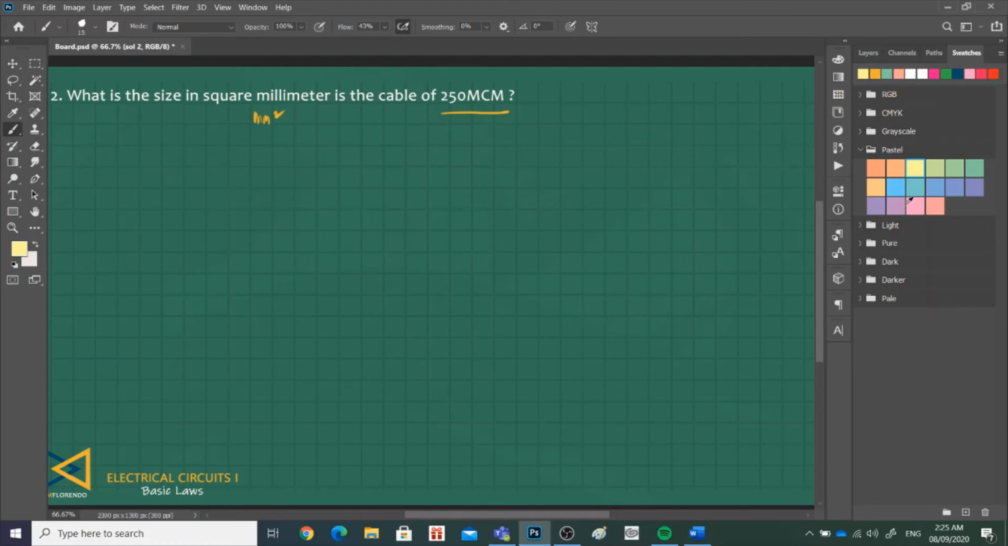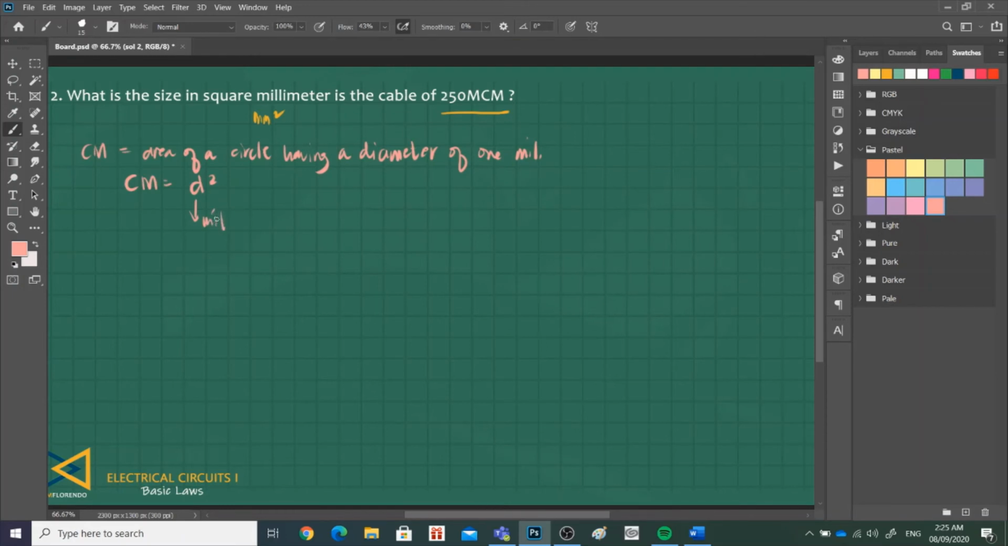Lagay muna tayo ng konting lecture. Okay, yung circular mil is area of a circle having a diameter of 1 mil. Ayan, 1 mil. Ngayon, ang area, ang formula niya ay cm is equal to d squared. Square mo lang yung diameter. But take note, the diameter should be in terms of mil dapat.